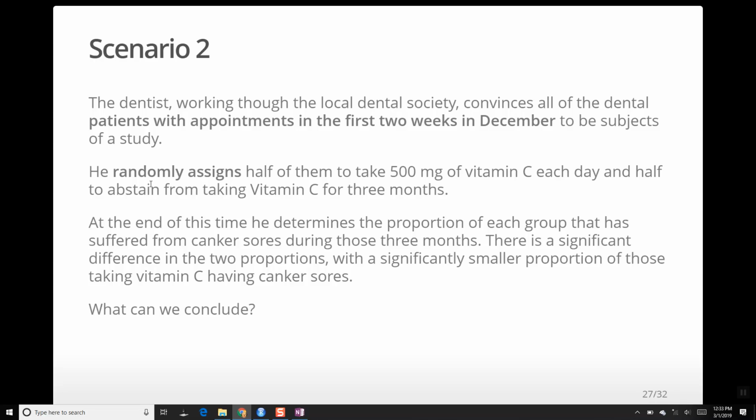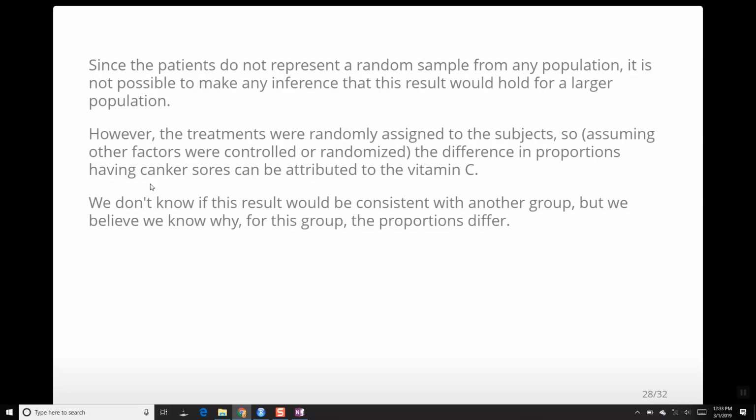Yeah, so here, because of the random assignment, we can make a cause and effect conclusion. Because we said you are going to take vitamin C and you are not, we can say that the difference in canker sores is because of the treatment that we've assigned to them. We can at least draw some kind of relationship there. But again, this is not a random sample, so we cannot generalize to the population. So all we can say is we don't know if this result would be consistent with another group. But we believe we know why, for this group, the proportions differ: it's because of the vitamin C.